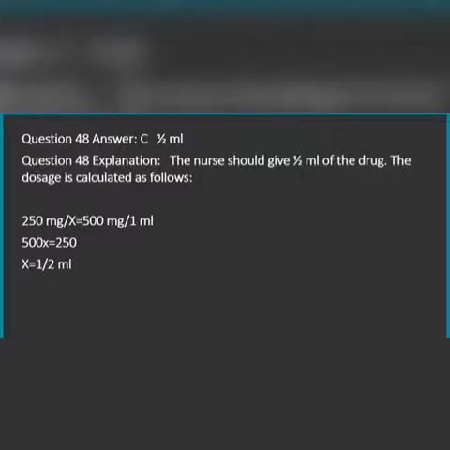Question 48. Explanation: the nurse should give 1/2 ml of the drug. The dosage is calculated as follows: 250 mg/x equals 500 mg/1 ml. 500x equals 250, so x equals 1/2 ml.